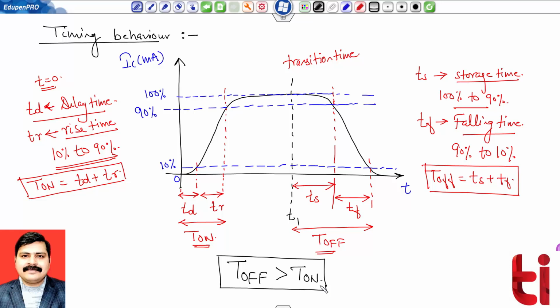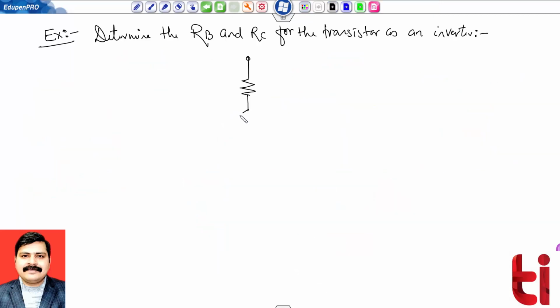Determine the value of RB and RC for a transistor inverter. In this transistor circuit, the emitter is directly connected to ground. We need to find the base resistance. What is the value of base resistance? What is the value of RC? Output is taken from the collector, common emitter configuration. VCC is given as 10 volt and its HFE is given as 250.